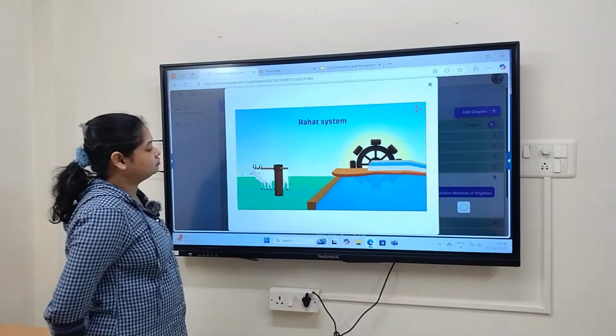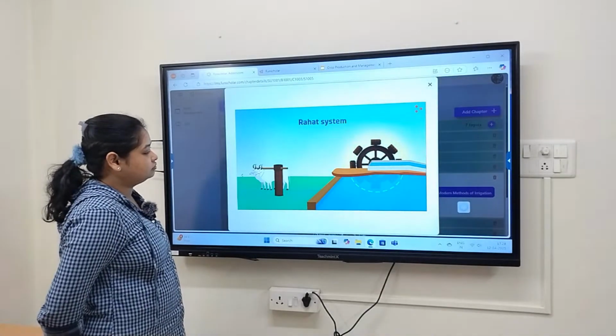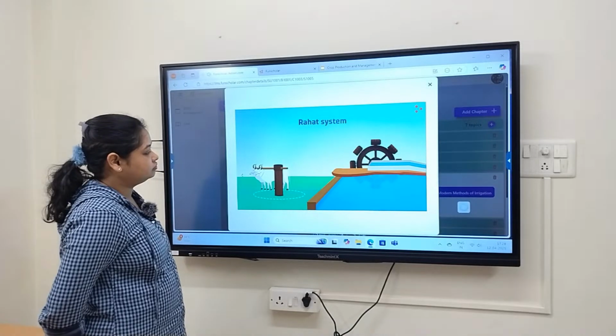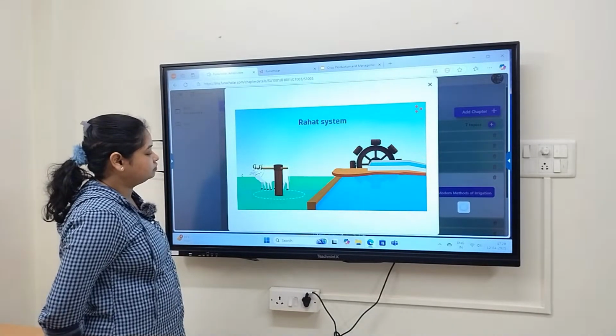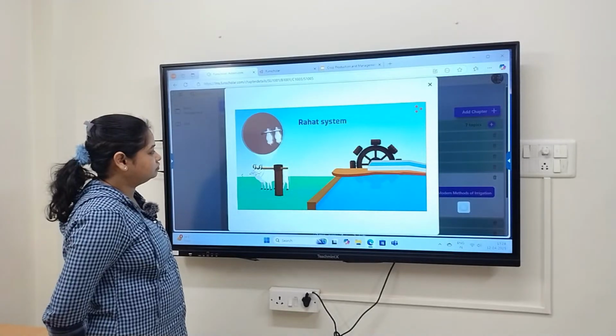One wheel is attached with several buckets all around its circumference and is placed halfway inside the water body. The other is placed on the ground with a rod attached to it. This rod is placed horizontally. It can be made to move in a circle.